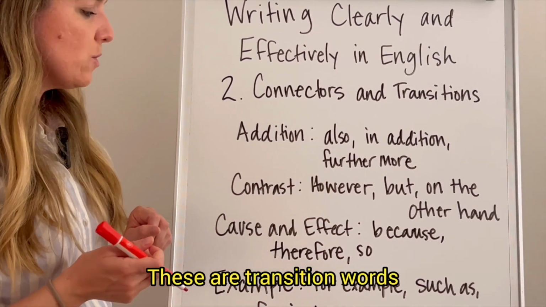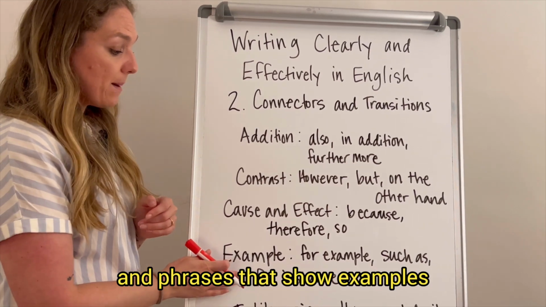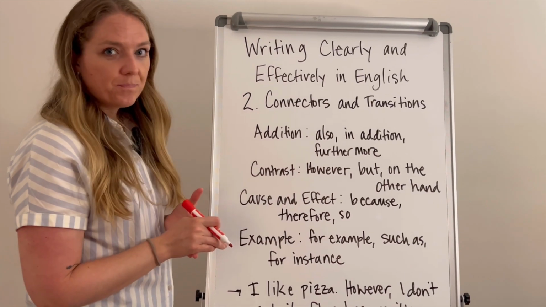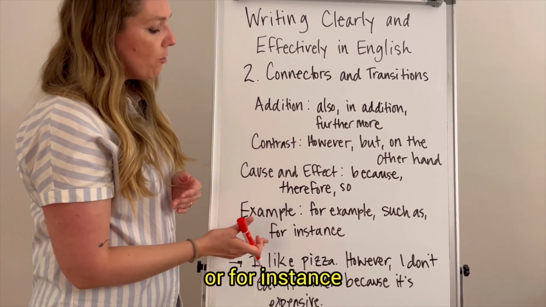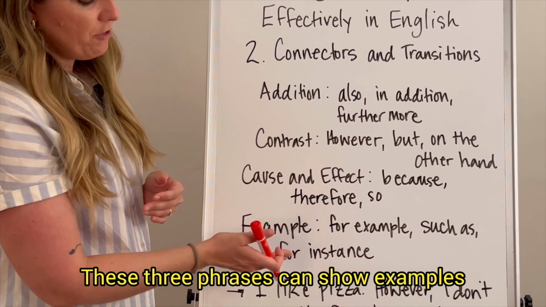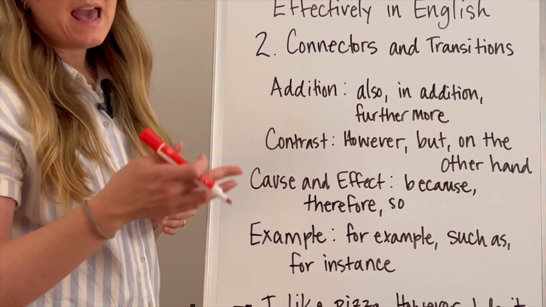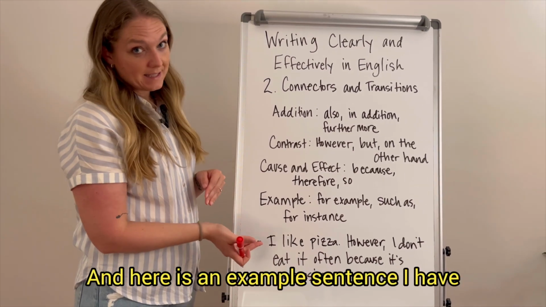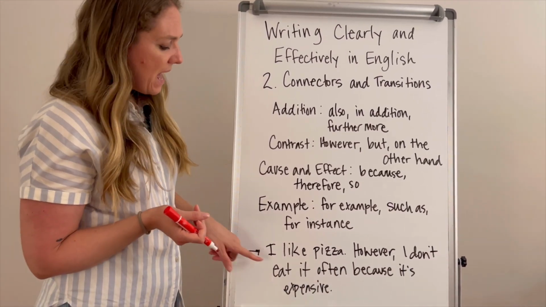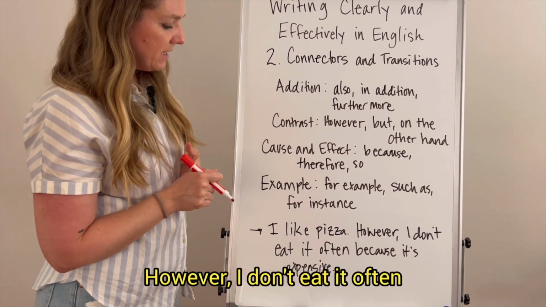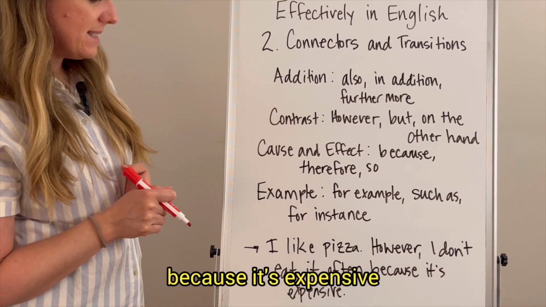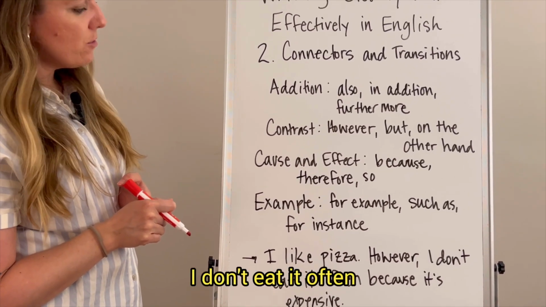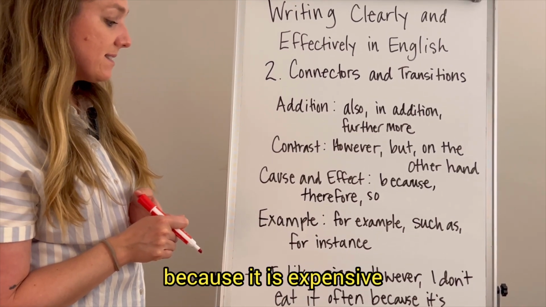These are transition words and phrases that show examples. So, as I said earlier, for example, or such as, or for instance. These 3 phrases can show examples. They can transition into showing examples. And here is an example sentence I have. I like pizza. However, I don't eat it often because it's expensive.